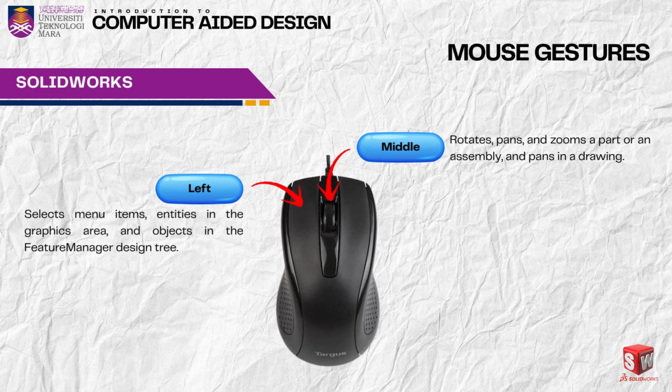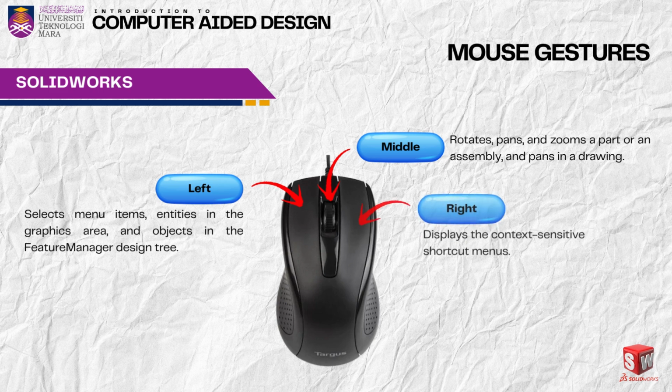There's also a handy trick with the middle button. If you hold down the Control key on your keyboard, and at the same time click and drag the middle mouse button, you can pan your model, meaning you can move it across your screen horizontally or vertically without rotating or zooming. This is especially useful when you're zoomed in and want to examine a different part of your model without changing your view angle.